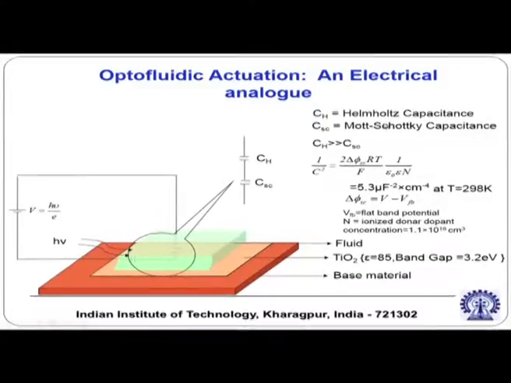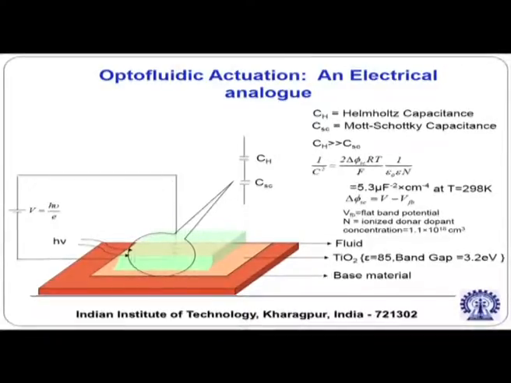capacitors in series. One is called Helmholtz capacitance, which is because of the electrical double layer formation that we will learn in electrokinetics, and the other is called Mott-Schottky capacitance. Based on these two, CH is typically much greater than CSC. So CSC dominates because these are in series. Based on that you can calculate the capacitance and the potential.